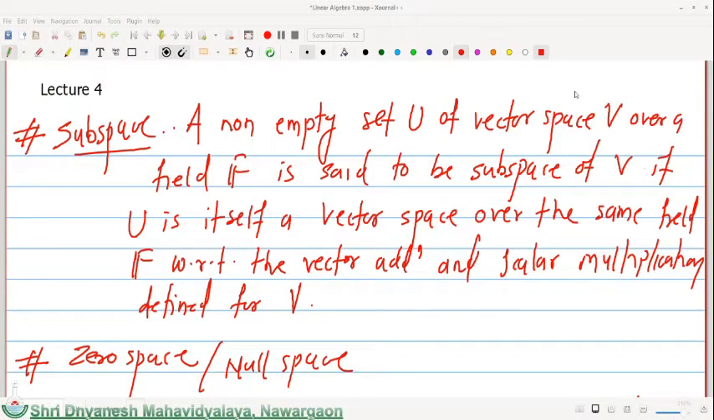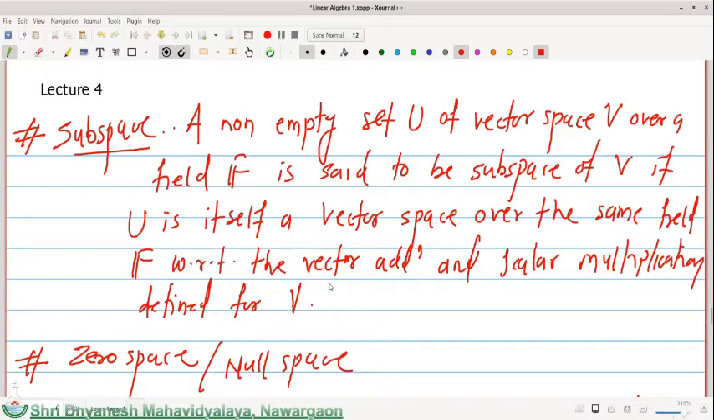Hello everyone. In the last video, we proved one theorem. Now we'll define subspace of a vector space. See the definition, I have already written it. A non-empty set U of a vector space V over a field F is said to be a subspace of the vector space V if U is itself a vector space over the same field F with respect to the vector addition and scalar multiplication we defined on the vector space V.